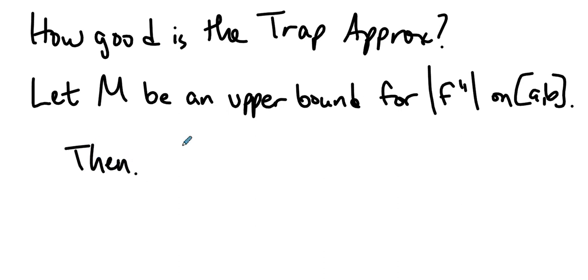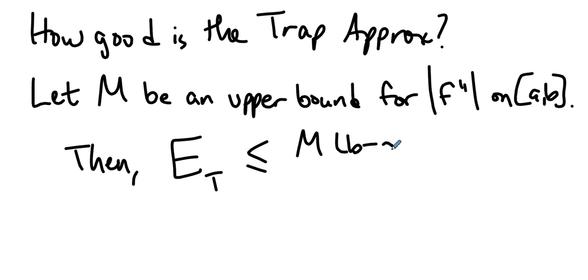Then the error on the trapezoidal rule is less than or equal to that capital M times (b minus a) cubed over 12n squared. You will never, ever, ever be required to know this.